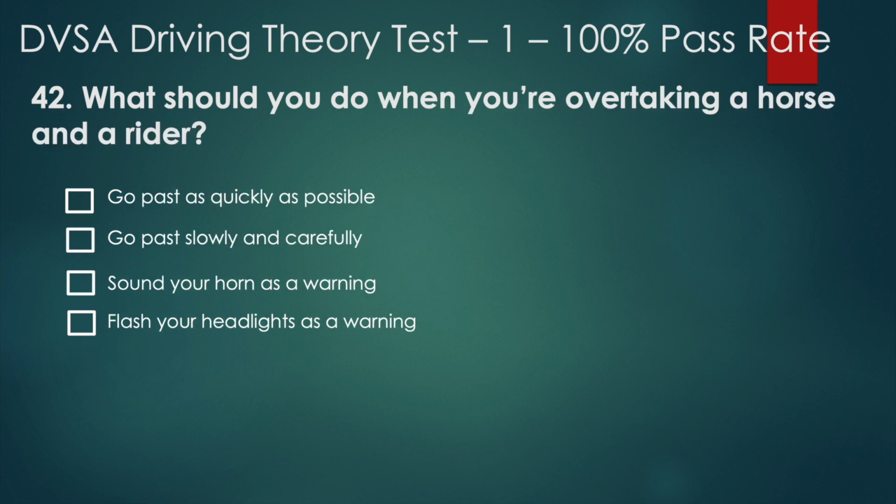42. What should you do when you are overtaking a horse and a rider? A. Go past as quick as possible. B. Go past slowly and carefully. C. Sound your horn as a warning. D. Flash your headlights as a warning. And the answer is B. Go past slowly and carefully.